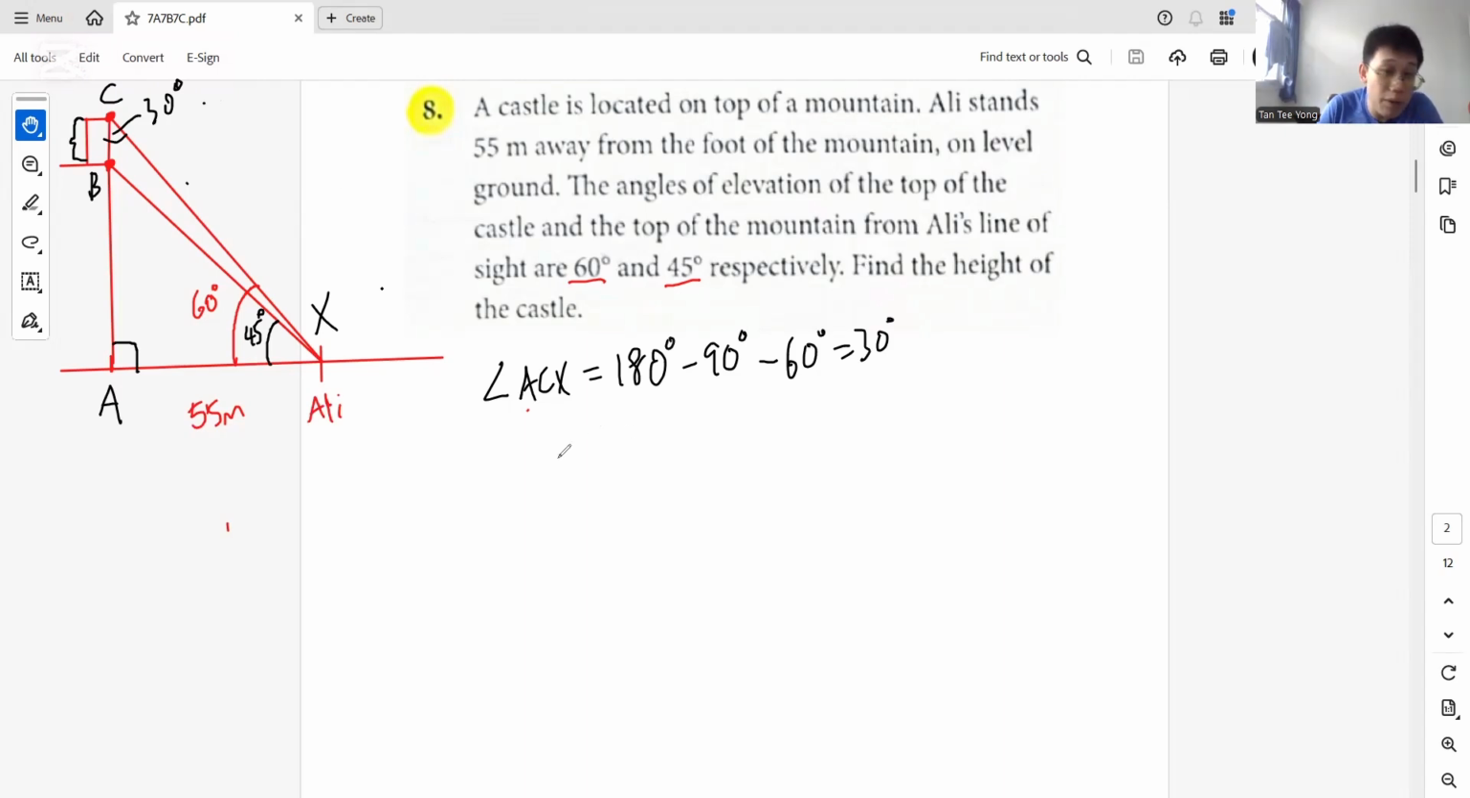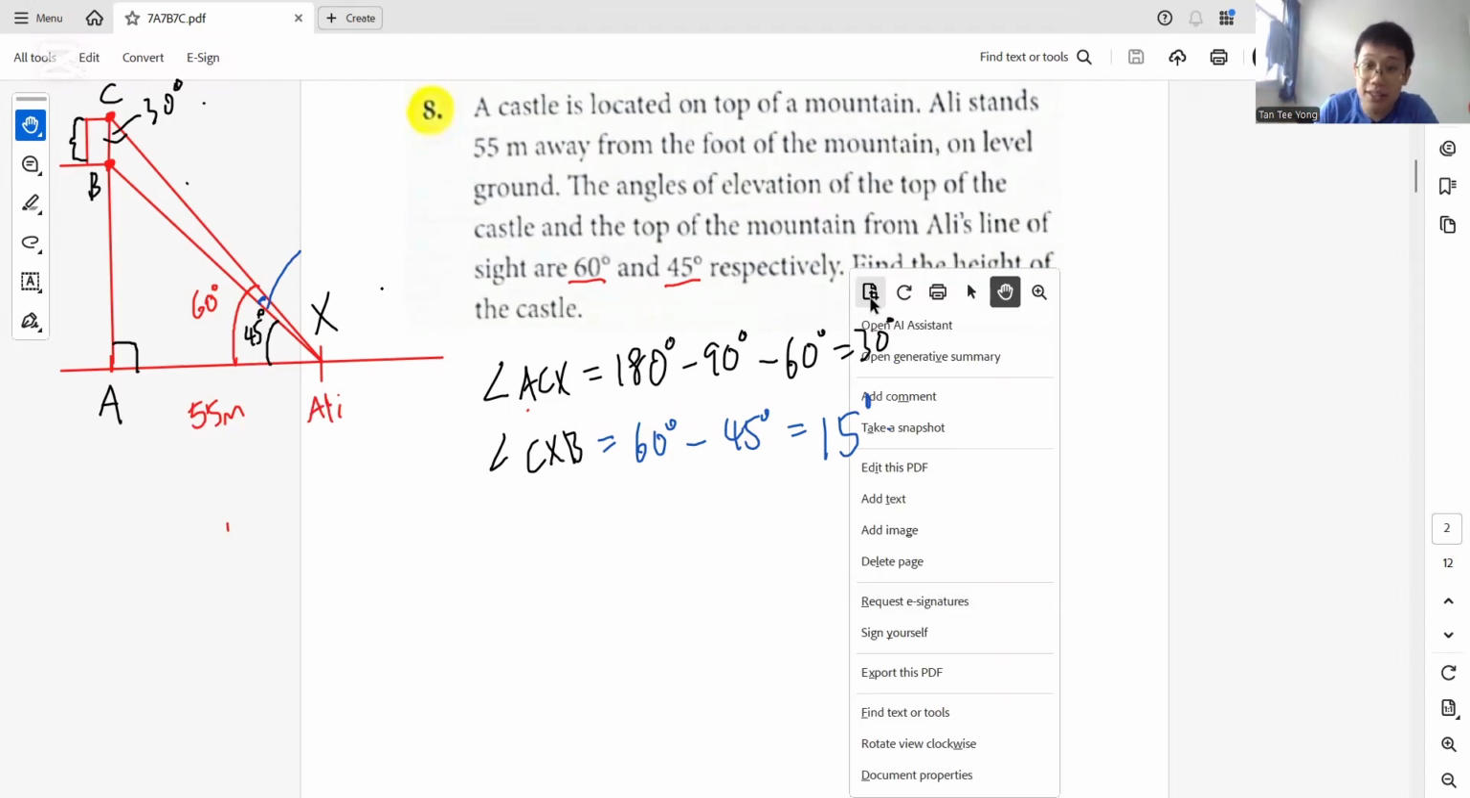Then the next part we're going to find angle CXB. Where is CXB? CXB is here, the small angle, the blue one here. So CXB is just 60 degrees minus 45 degrees, which equals 15 degrees.